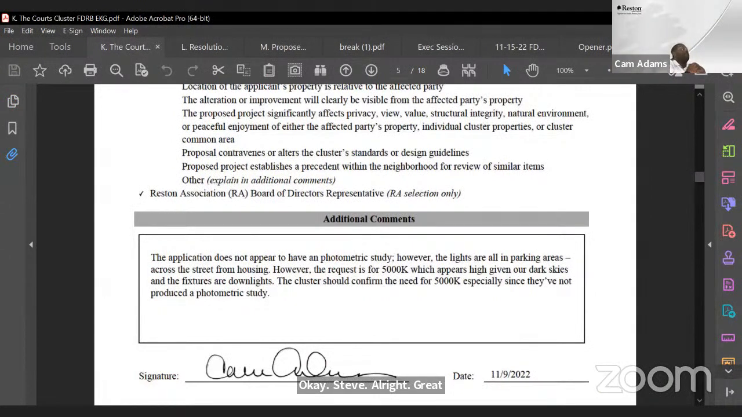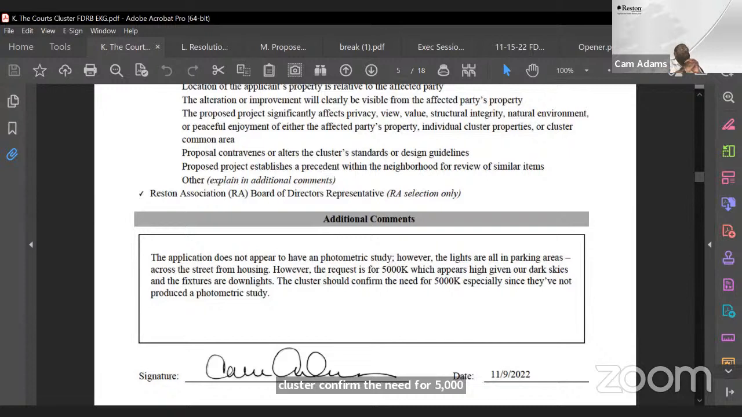So Cam Adams on behalf of the RA Board of Directors. I just wanted to point out the application does not appear to have a photometric study, which is generally a requirement for cluster associations that are submitting for lighting replacements. The lights appear to be in all parking areas across the street from housing. However, the request is for 5,000 Kelvin, which appears high given our dark skies and the fixtures are down lights. We would ask that the cluster confirm the need for 5,000 Kelvin.